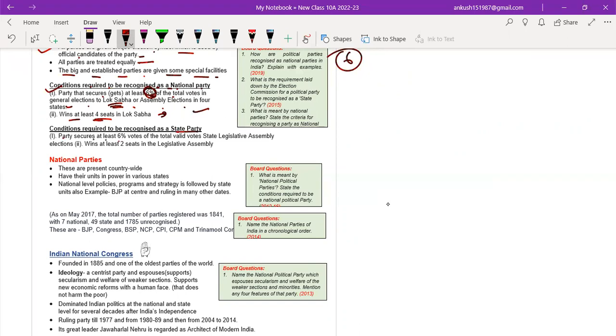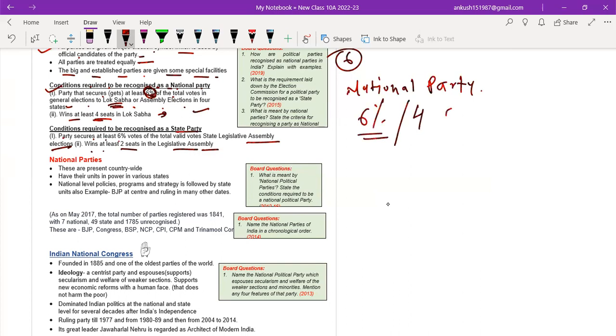A party secures at least 6% of the total valid votes in the state legislative assembly elections. In the state, when the elections are held, in that legislative assembly election, at least 6% of votes should be secured, or it should win 2 seats in the legislative assembly in that particular state. So first thing, for national party recognition, 6% votes or 4 seats are to be won in general election.